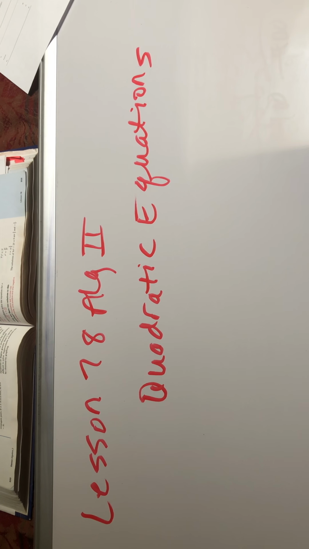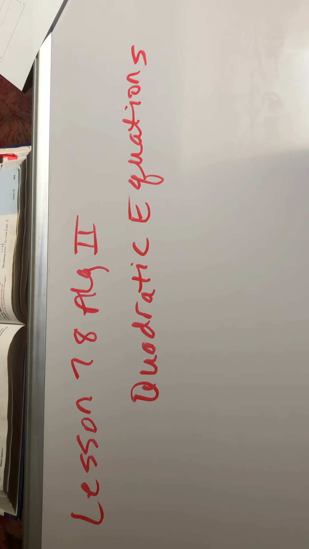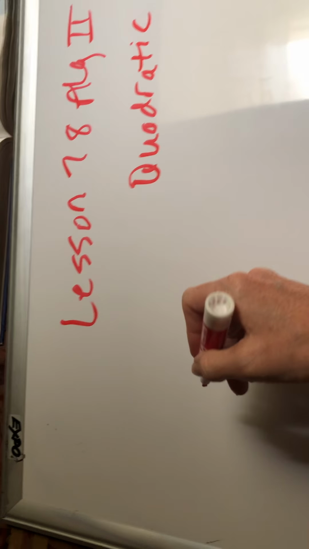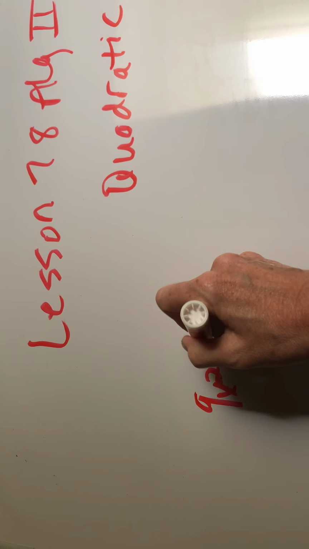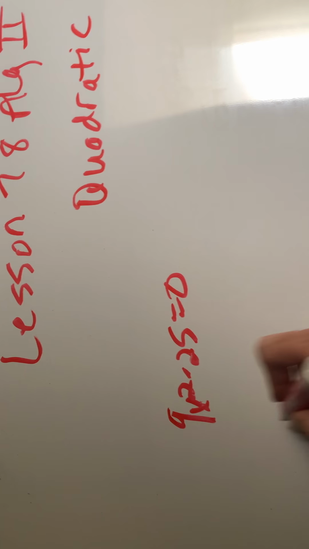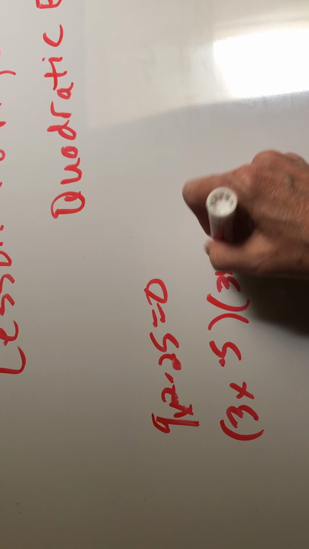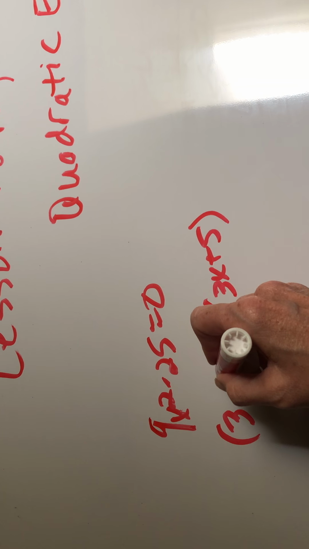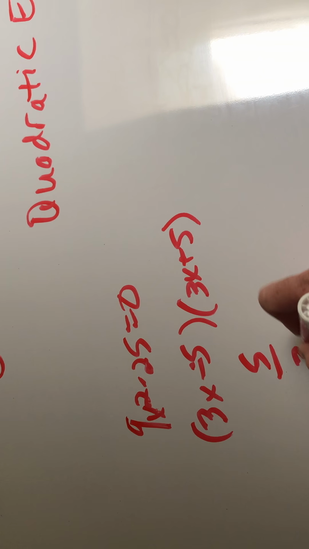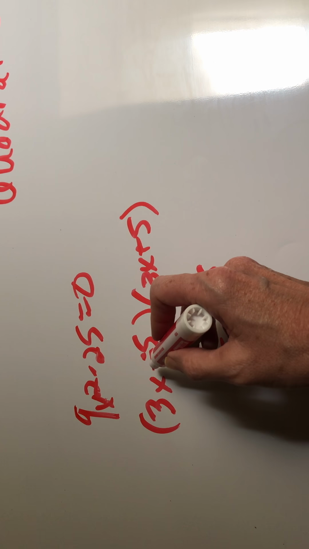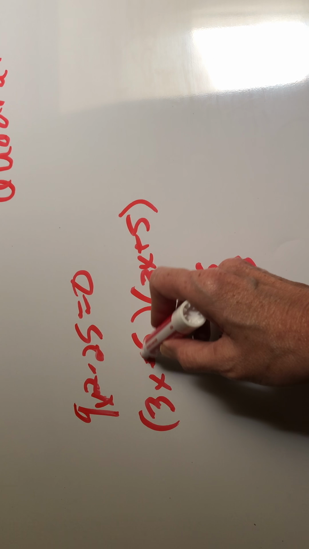Okay, so for lesson 78 for Algebra 2, this is solving quadratic equations. There's a couple of different ways you can do the ones that you're shown on here, like 9x squared minus 25 equals 0. You can see that as the difference of two squares. And then you'd have 5 over 3 equals negative 5 over 3 when you do that. That's a minus.